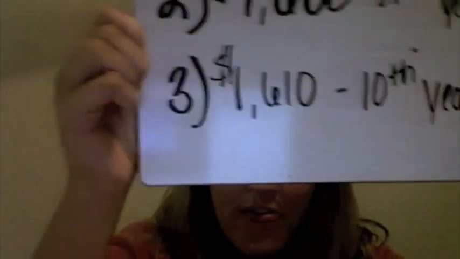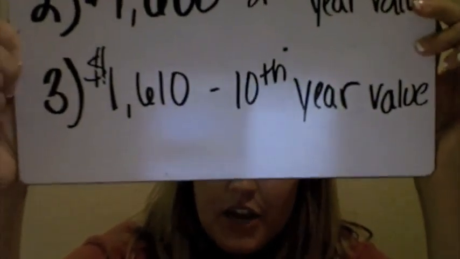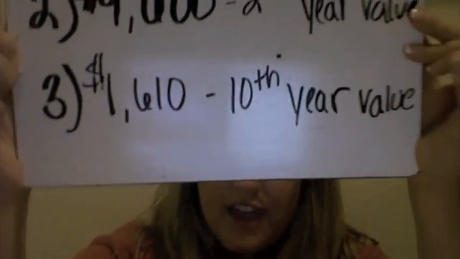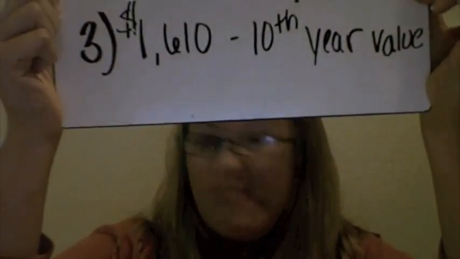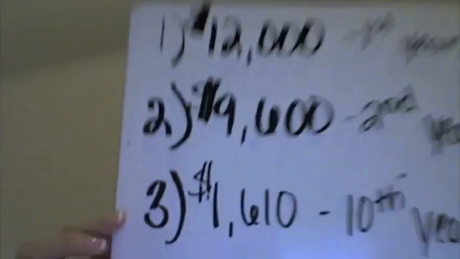We have $1,610 after the 10th year of owning this car. Not good. Anyway, by using our equation that we created, we can find out how many years, whatever year we want. If we want to figure out how much it's worth in 20, it's not going to be looking good, but we could figure it out. Okay? There we go.